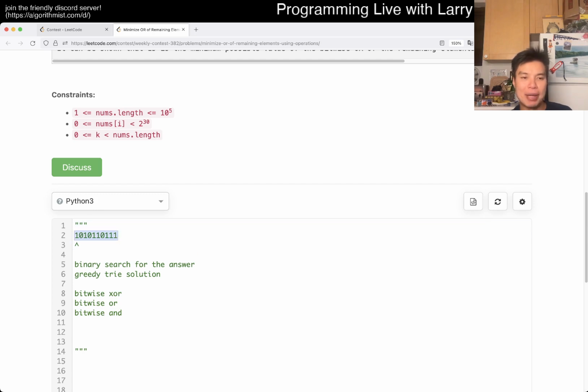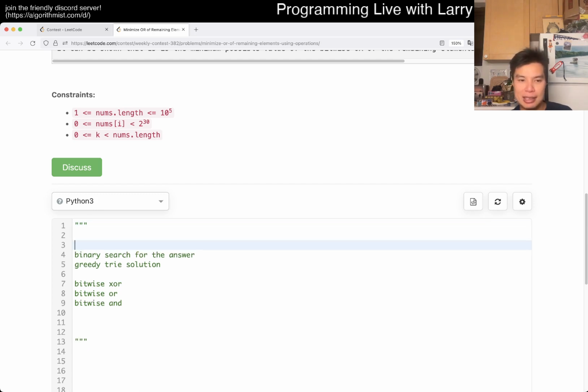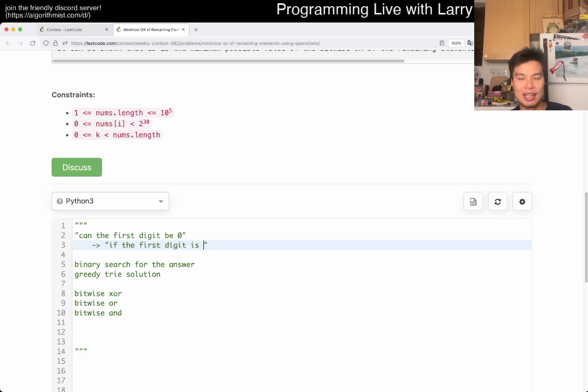So then we try one bit at a time with the most significant bit, similar to being in a greedy trie solution, which is also similar to binary search for the answer, I guess, actually. So maybe it's not that important, but it's still just for visualization. Basically you try, okay, the idea is, can the first digit be 0, right? And then to answer this, you have to implement something. If the first digit is 0, how many operations would it take, right?